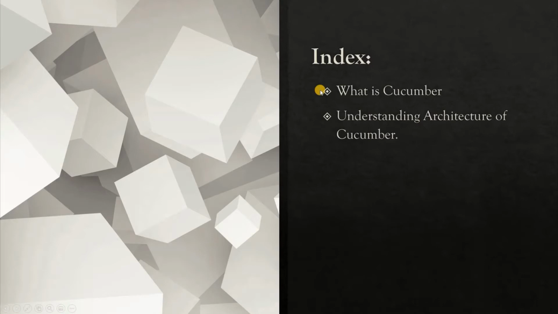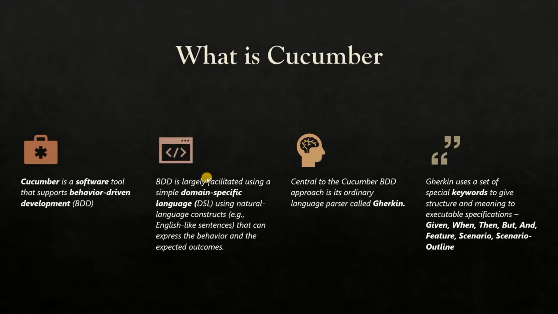In this video, we are going to understand what is Cucumber, and we would also be understanding the architecture of Cucumber. So let's move on to the first topic, which is what is Cucumber. So guys, Cucumber is a software tool that supports behavior driven development, BDD. Now you would be wondering what is BDD.